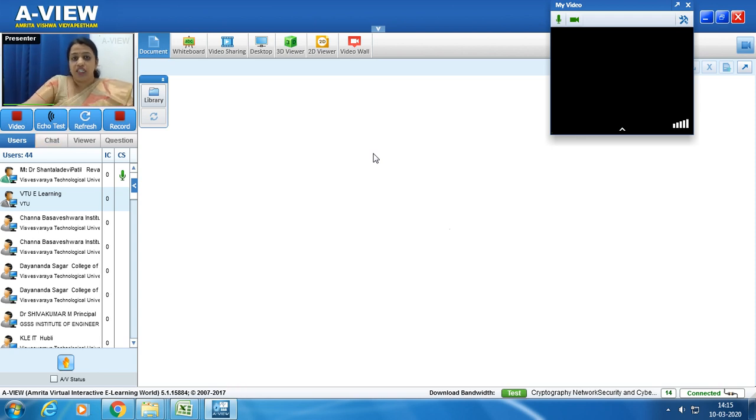The takeaway from this slide is that encryption involves a key and hashing does not involve a key. Another takeaway is that there is a reverse process for encryption called decryption, whereas the reverse process for hashing does not exist. We cannot have a dehashing.